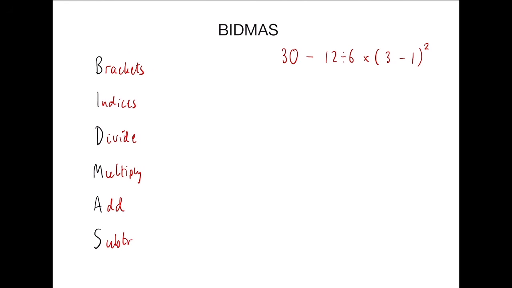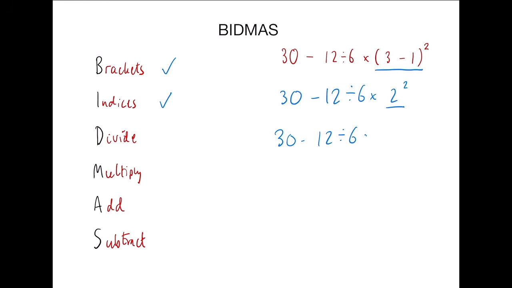and S is subtract. Now an example on the right hand side, 30 minus 12 divided by 6 times 3 minus 1 all squared. Now firstly, we always check our brackets. We have brackets here. We rewrite this whole line exactly the same, but we change what's in the bracket. So 3 minus 1 would become 2, and then it's 2 squared. Next on our list is the indices. As you can see, we have an index on the 2, which is squared, so we're going to square the 2. But again, just to make it nice and neat, I would rewrite the line each time.